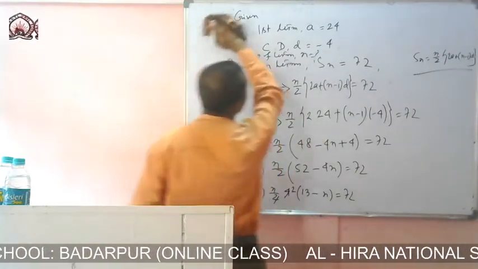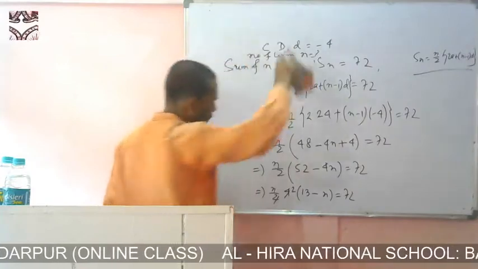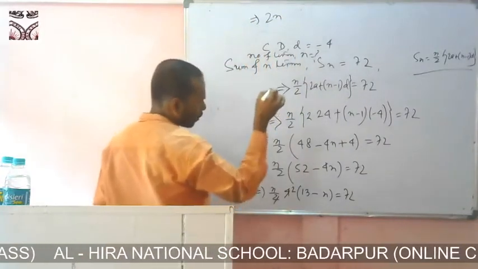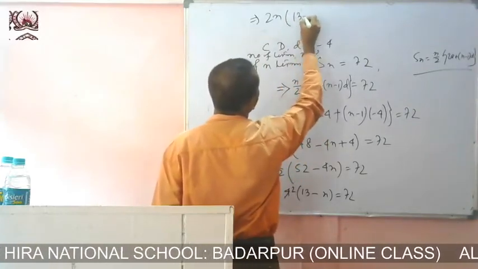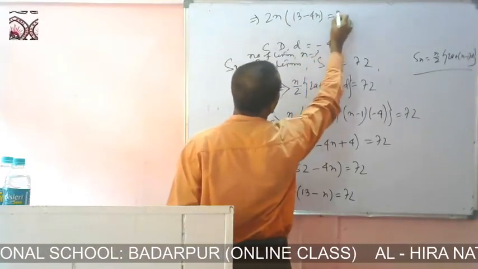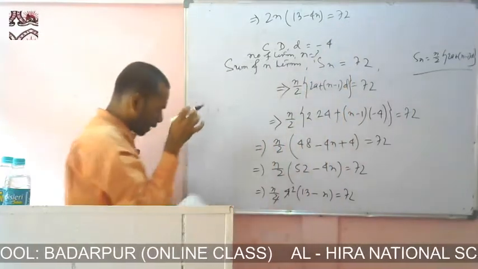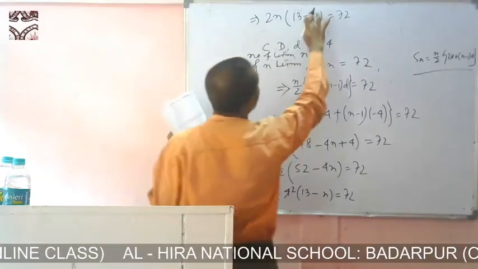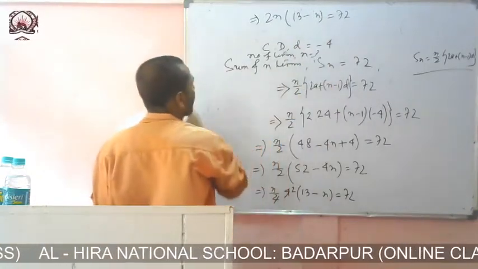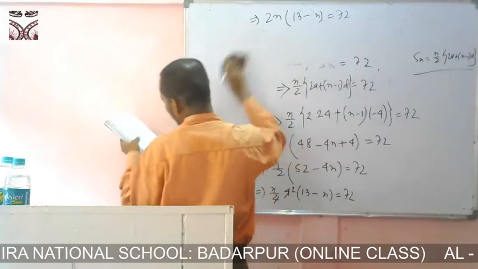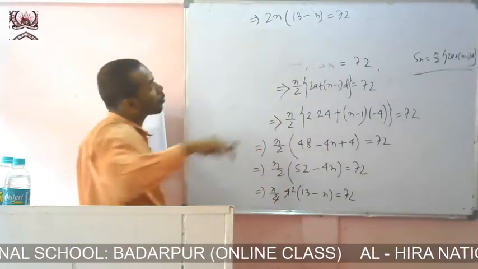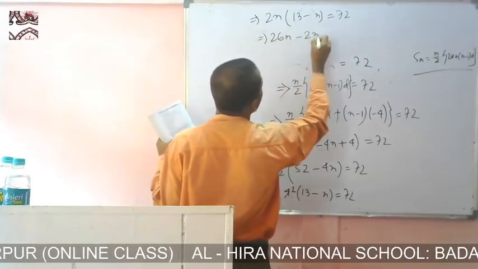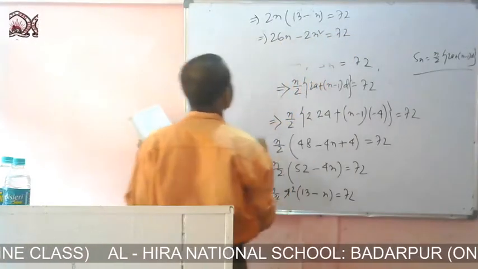Then the remaining is twice n into 13 minus n is equal to 72. Sorry, not 4n, only n. Now by calculating this, 13 into 2 is 26n, minus twice n square, is equal to 72.